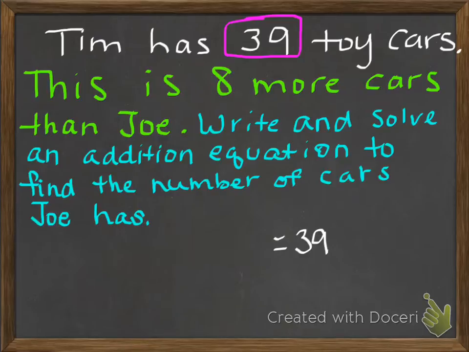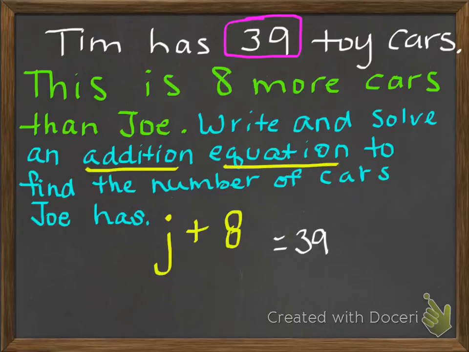Now you want to work on the other side of the equation. It says the 39 is 8 more cars than Joe. 8 more cars than what? Than Joe. So you want to make sure that you set up your equation. And normally I wouldn't use J for my variable, but I'm going to go ahead and do it now. So J has a certain amount of cars. So you have J for the number of cars that Joe has plus 8 is going to equal the 39. So notice too that it said to write an addition equation. So that's how you know you're on the right track as well.